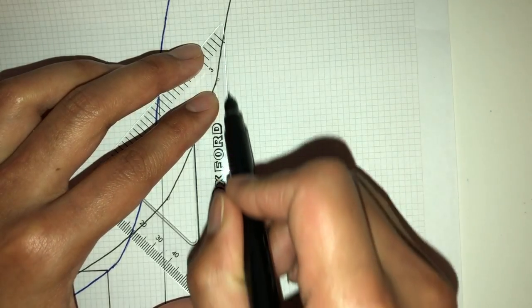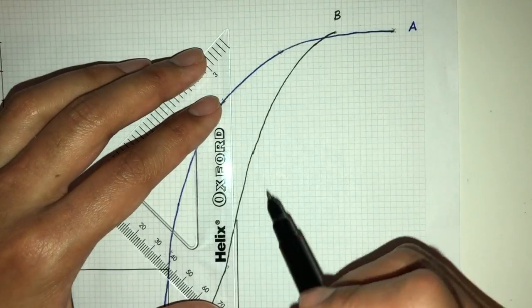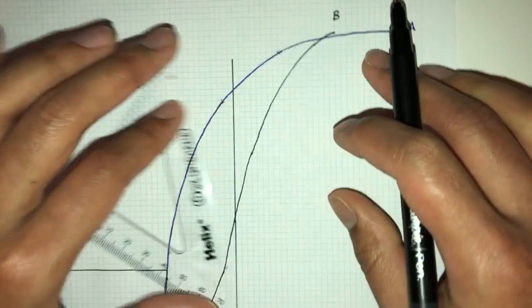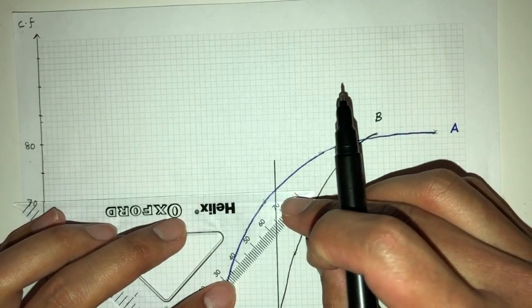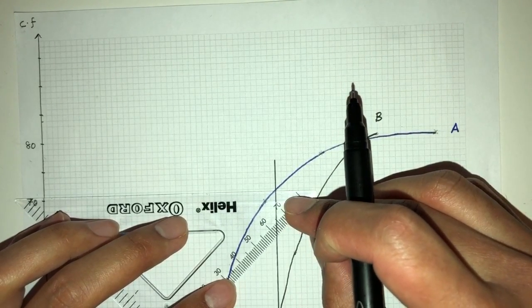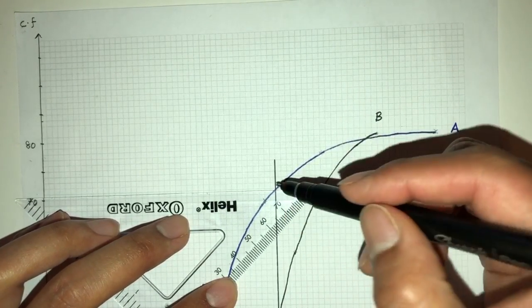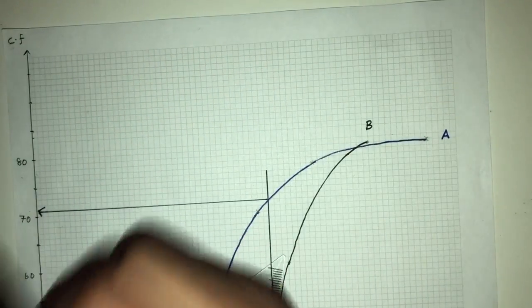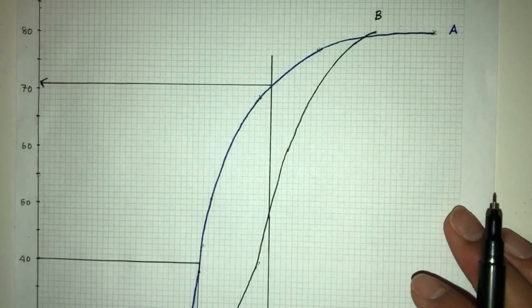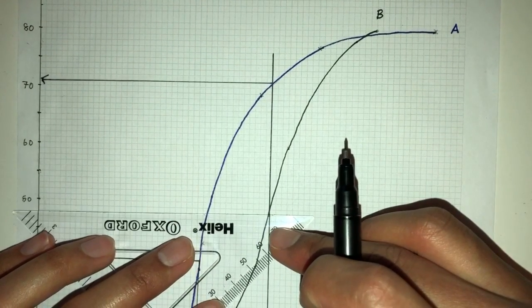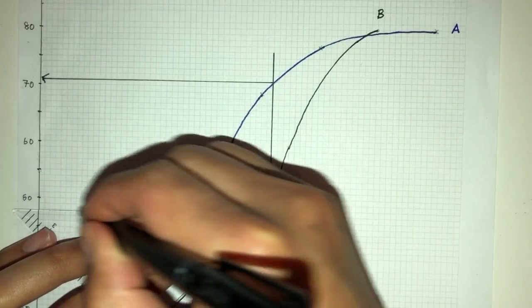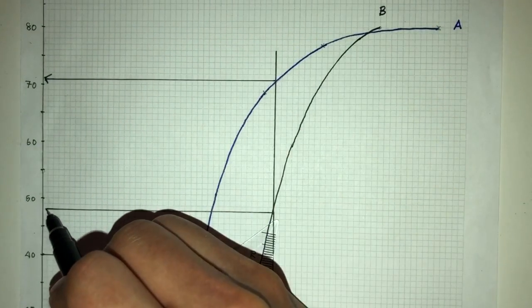So let's see, that will be my vertical line. And we have to check where it cuts our two graphs. That's the main point. So for graph A, for bulb A, you will see it cuts the graph approximately at this value, which is 71. And for graph B, it cuts the graph at approximately this value. It seems to be at 48.